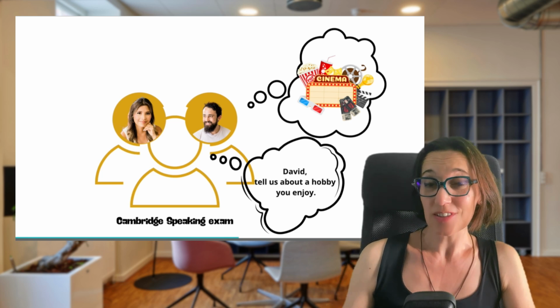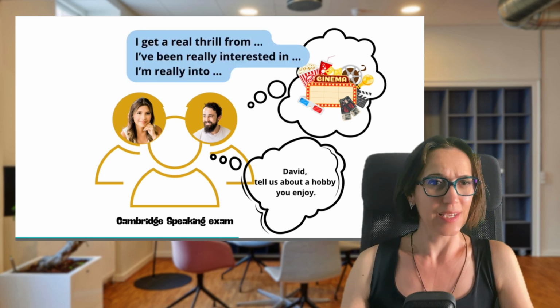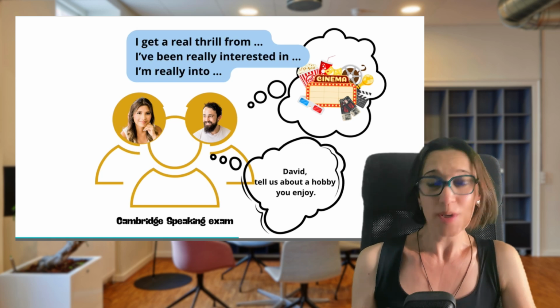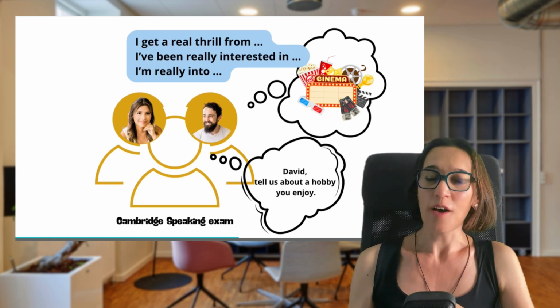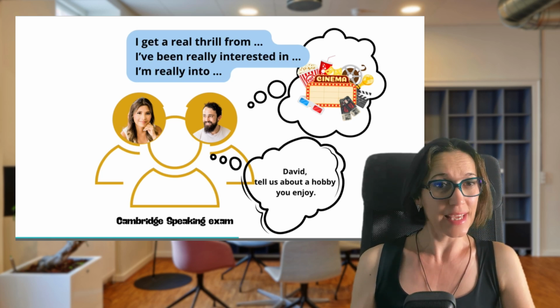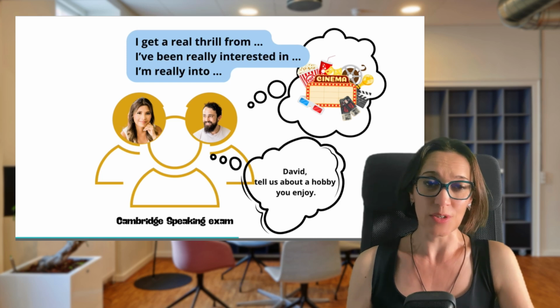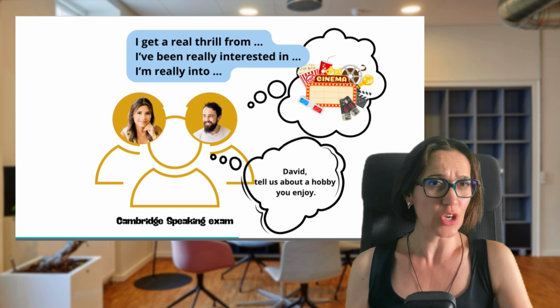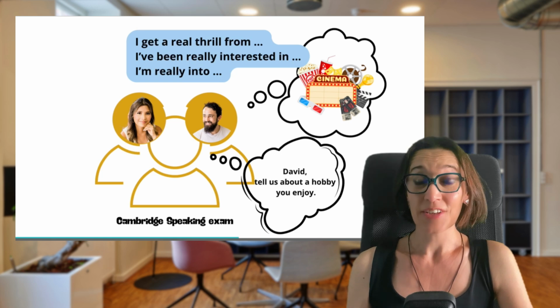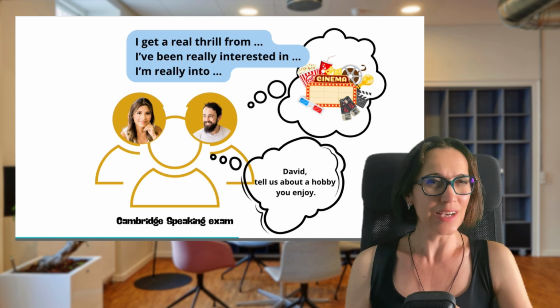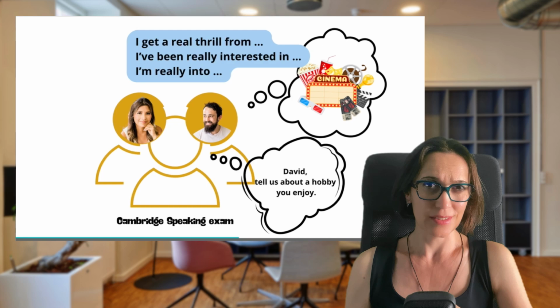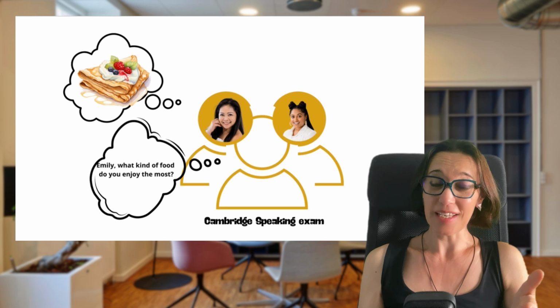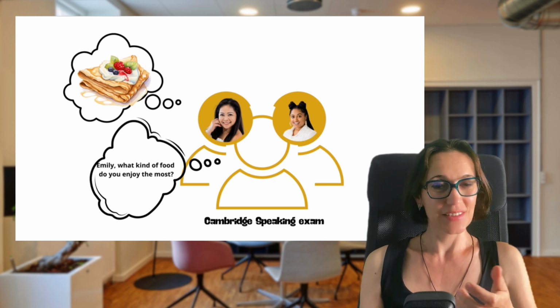The expressions David has used are the following: I get a real thrill from, I've been really interested in, and I'm really into. What level of proficiency has David shown? You're right, a sound B2 level. Let's hear now from our second pair of candidates, Emily and Sharon.